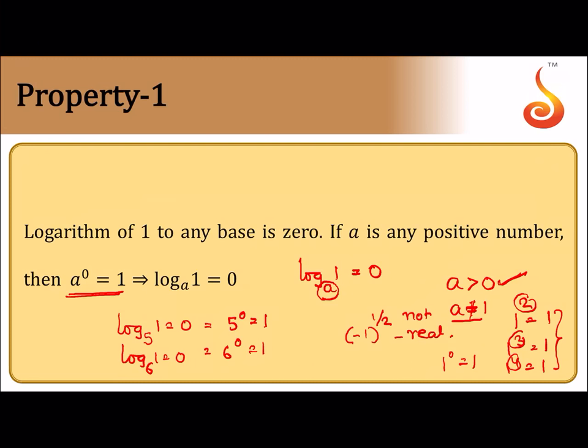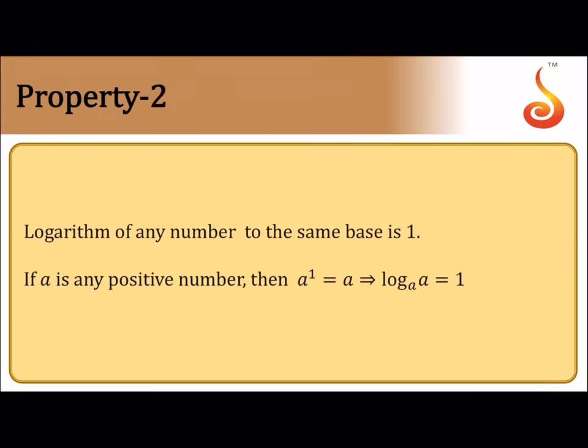You can ask, sir, 1 to the power 0 is also 1. Perfect. 1 to the power 2 is also 1, 1 to the power 3 is also 1, 1 to the power 4 is also 1. So it is not a fixed value. In every case you are getting 1. Therefore, we won't take base 1 in logarithm. Please remember this. So log base a of 1 equal to 0, a to the power 0 is 1. Let us move further.